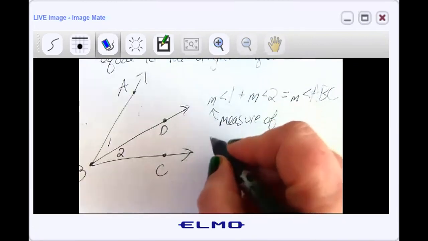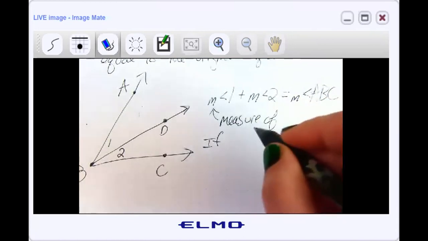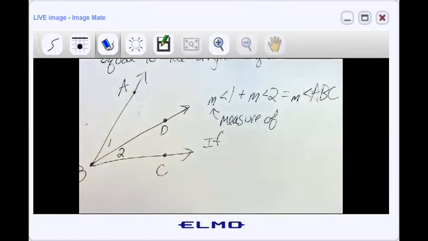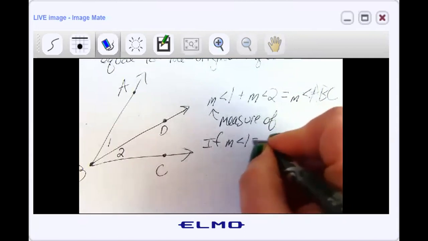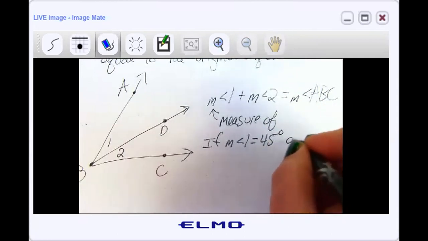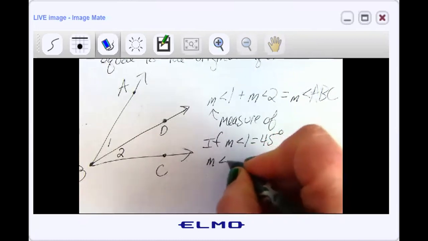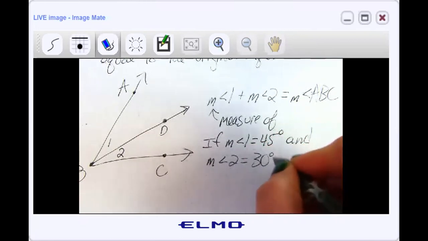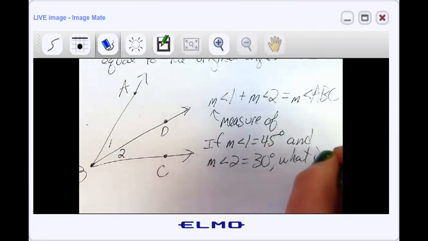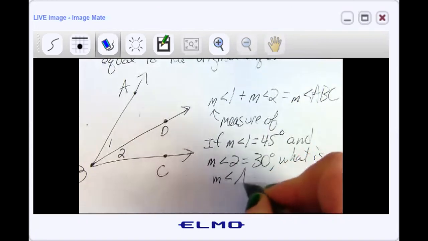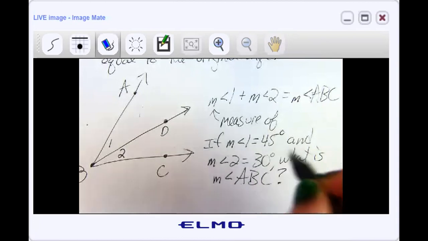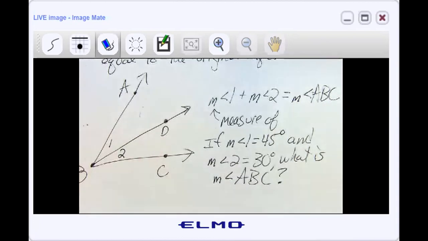So let me give you some information. Let's say, what do I want the first one to be? Okay. If the measure of angle 1 equals 45 degrees and the measure of angle 2 equals 30 degrees, what is the measure of angle ABC? So this one, I wouldn't expect to see your work because this one's relatively easy. It's just numbers, so you're just going to pop them in. You probably already know the answer. You can call it out if you have it.